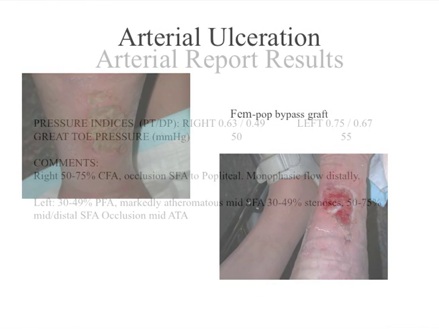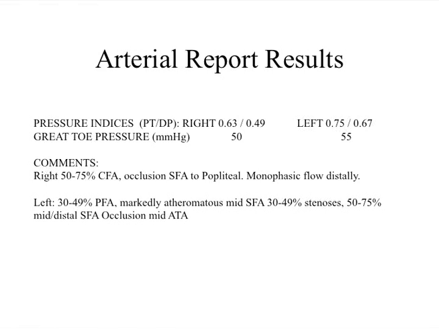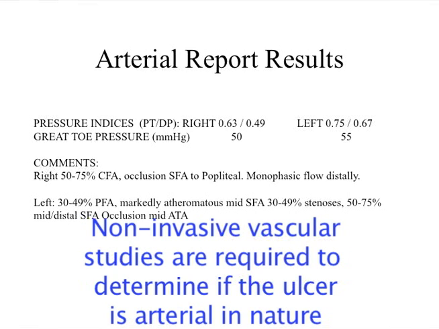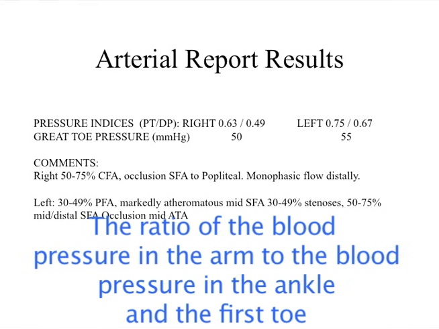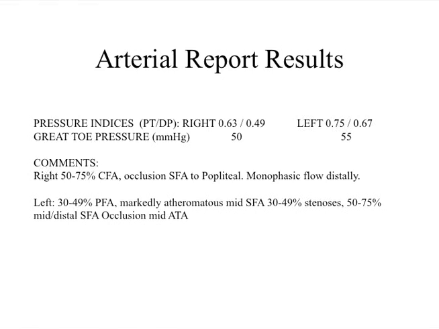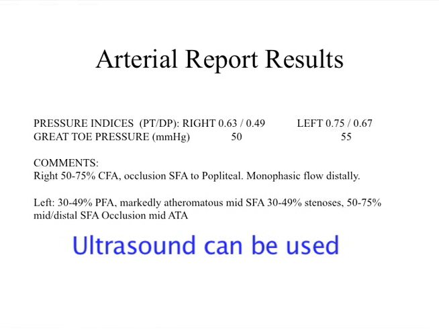In determining whether an ulcer has an ischemic component, that is, whether the ulcer is arterial, it is important to do non-invasive vascular studies. Most commonly, these are Doppler studies which measure the ratio of blood pressure in the arm to the blood pressure in the ankle and the first toe. An ultrasound can also be used to demonstrate a narrowing in the arteries or a blockage of the arteries, as demonstrated on this arterial report.